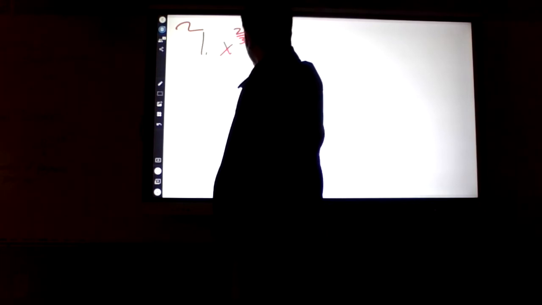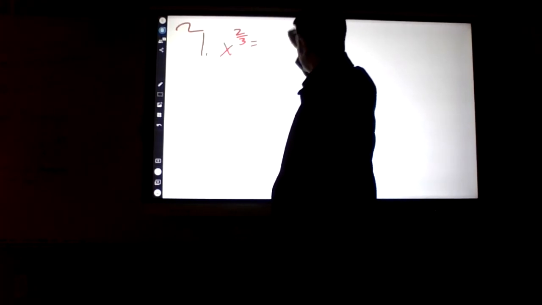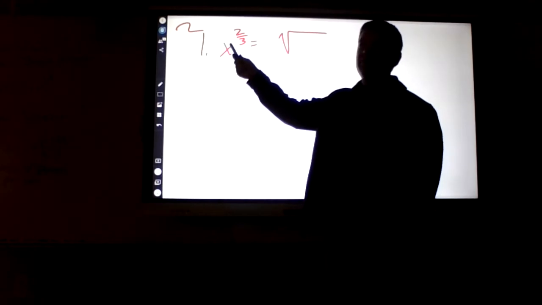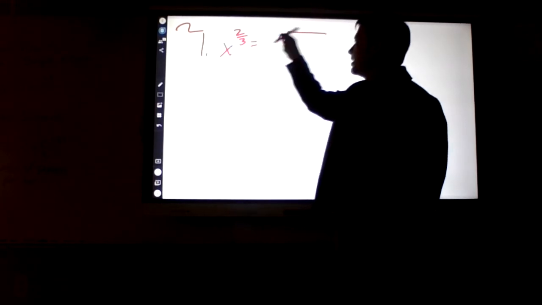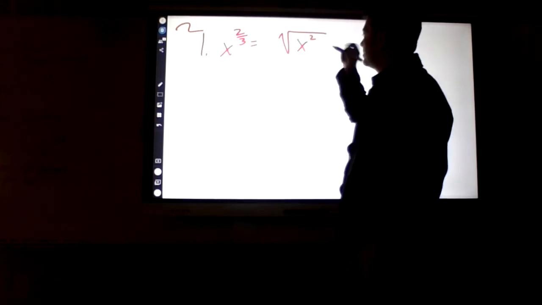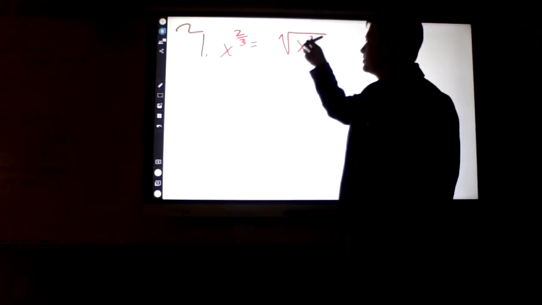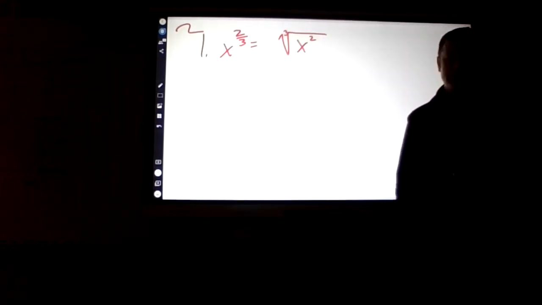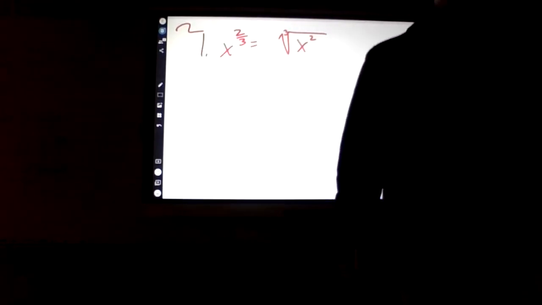Okay, we're supposed to write this in radical form. You guys remember how this works? Radical form means like word symbol. The numerator is the exponent, the denominator is the root. Basically, cube root of x squared.